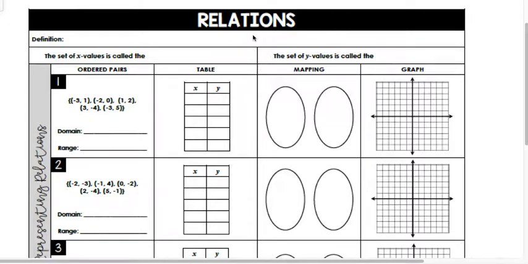We are going to be talking about relations. So to get started, let's go ahead and define relations. It's a set of ordered pairs, okay? Pretty simple definition. So I'm going to go ahead and write that down.